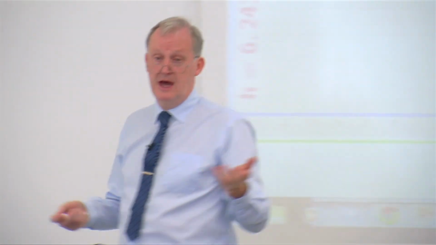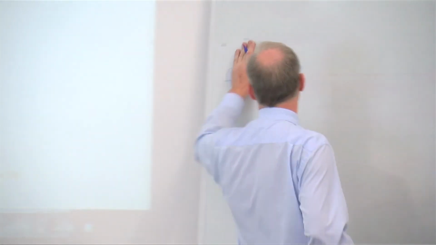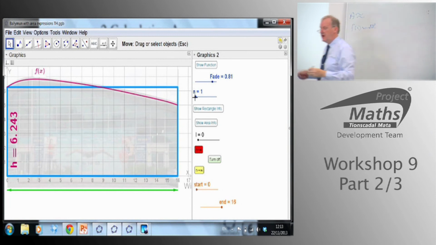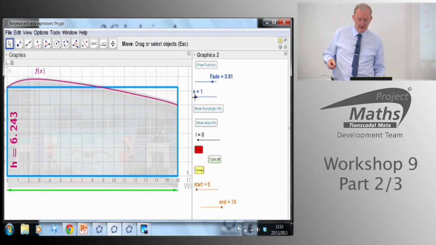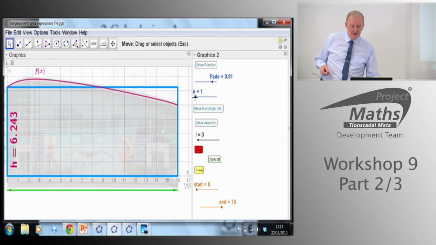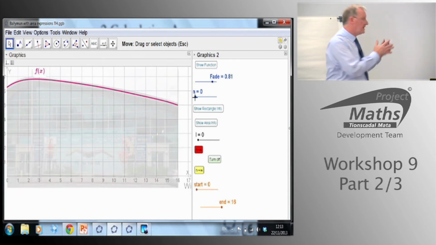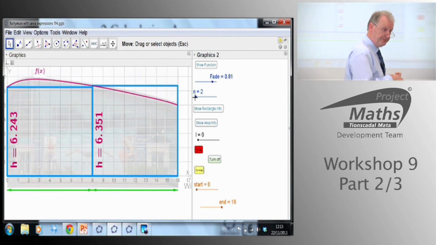Are we all happy? But that's only an approximate. So really what I should be saying is the approximate area is that. How would I improve the approximation? Increase the number of rectangles. Okay, let's increase the number of rectangles. Now we've 2. In general, what would that area now be?